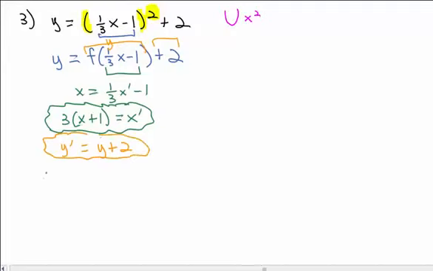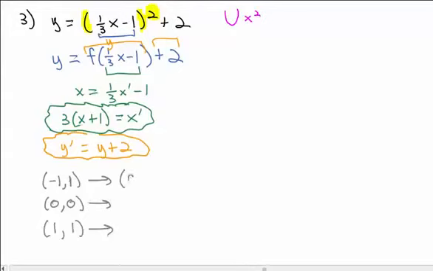With the quadratic, our key points we should know are -1, 1, 0, 0, and 1, 1. So let's see what this gives us for our new points. With the x's, we're going to add 1 and multiply by 3. So -1 plus 1 is 0 times 3 is 0. 0 plus 1 is 1 times 3 is 3. And 1 plus 1 is 2 times 3 is 6.